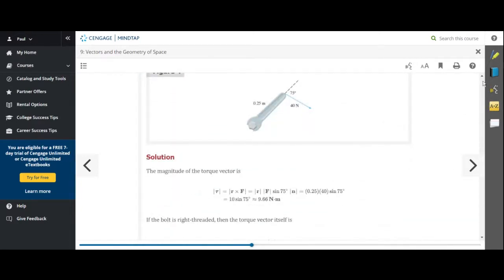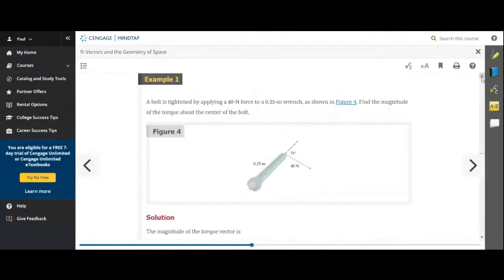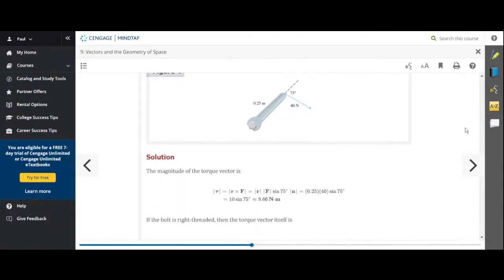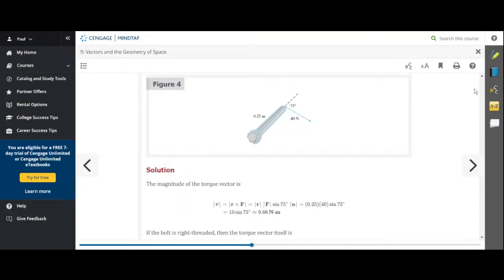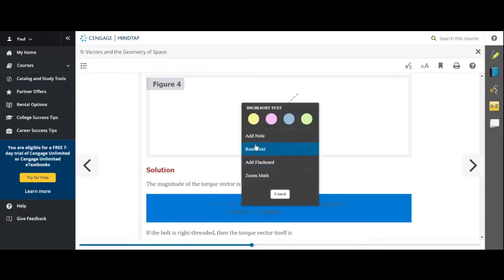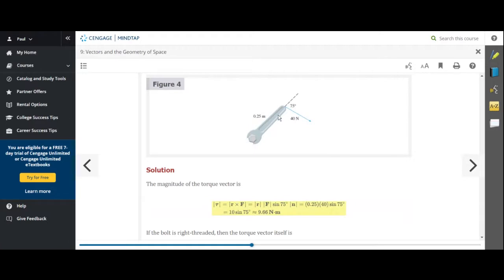So the book does a problem where you're tightening a bolt with a 40 Newton force with a 0.25 meter wrench. Find the magnitude of the torque about the center of the bolt. Of course, you're going to use the definition of the magnitude of the torque, which in this case is the magnitude of the wrench times the magnitude of the force times the sine of 75 degrees, looking at the figure above.